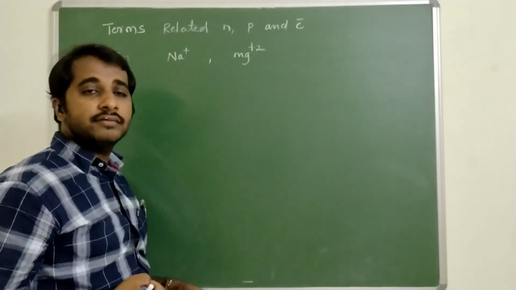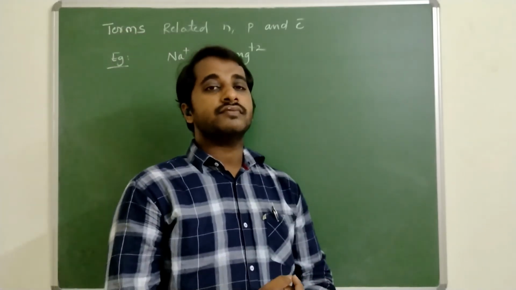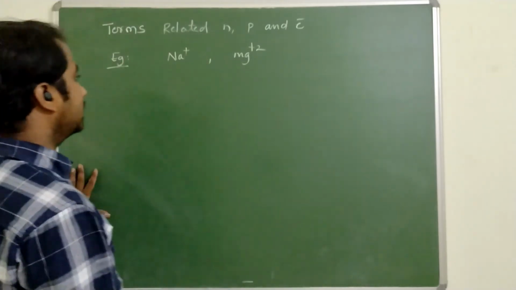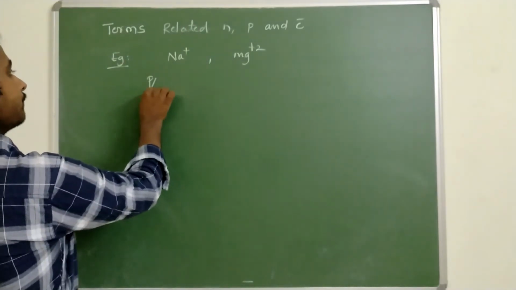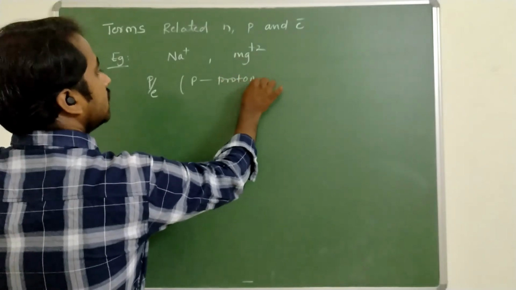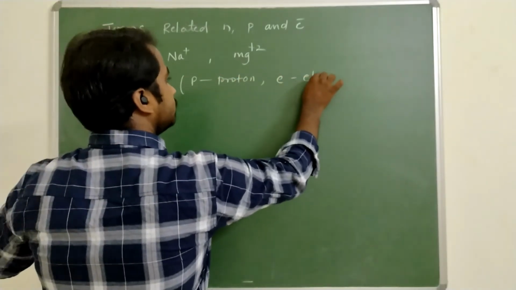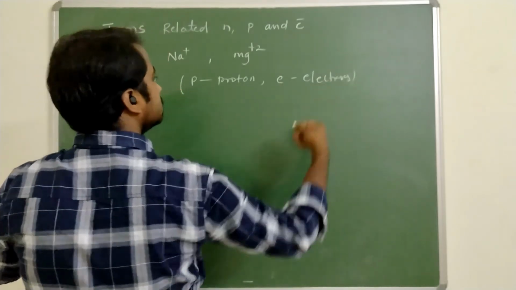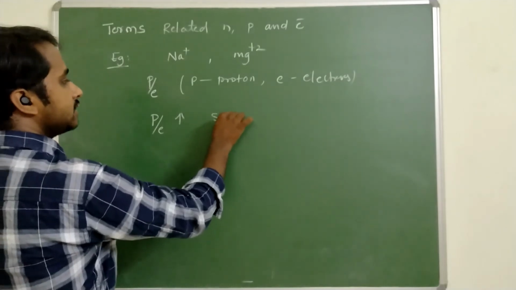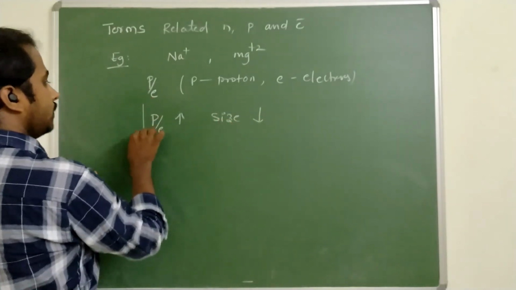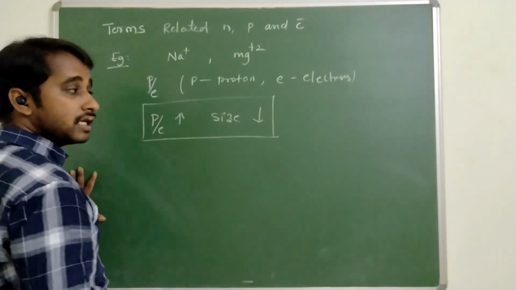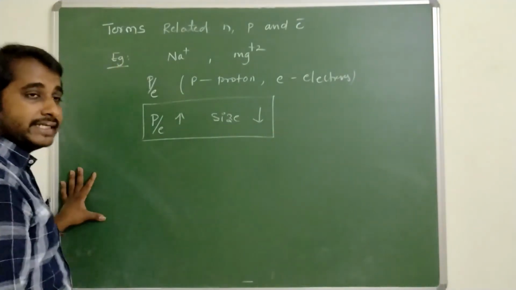Every time it is not possible to imagine like that. So simply we can calculate the P by E ratio. Here P means protons, E means electrons. If the P by E ratio increases, size decreases. Remember this relation; it will help you in so many cases.